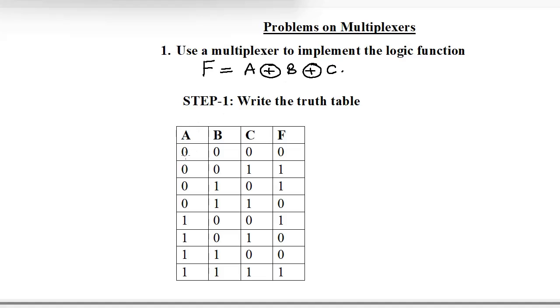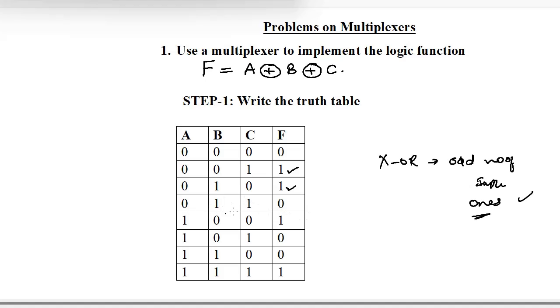Now see here, 0 XOR 0 is 0, 0 XOR 0 is 0. So f is 0. In the XOR operation, if an odd number of inputs are 1, then the output will be 1. Now see here, only one input is high, so an odd number of inputs are high, so f is 1. Here also one input is high, so f is high.